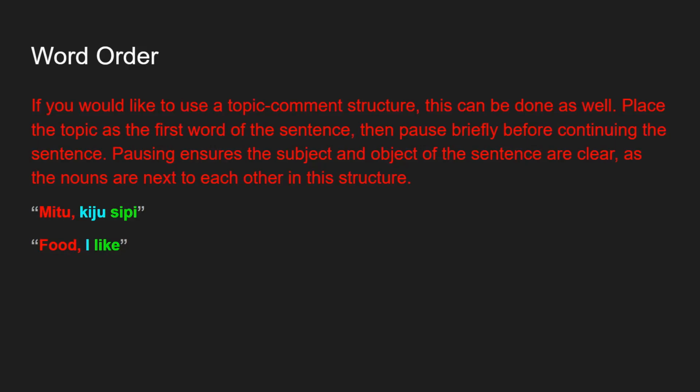If you would like to use a topic comment structure, this can be done as well. Place the topic as the first word of the sentence, then pause briefly before continuing the sentence. Pausing ensures the subject and object of the sentence are clear, as the nouns are next to each other in this structure. Example, mitu, kiyu sipi, food, I like.